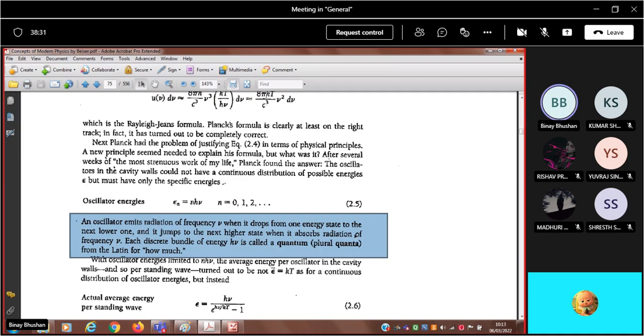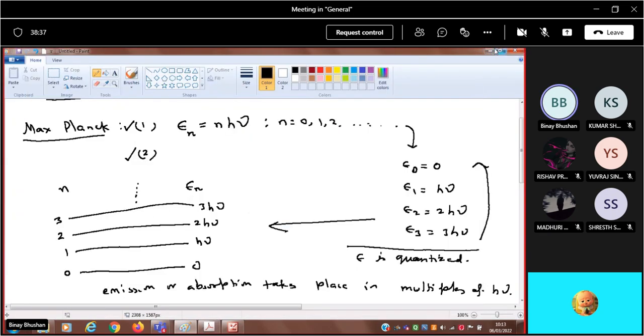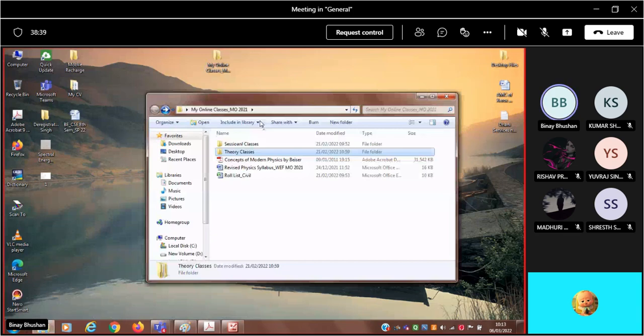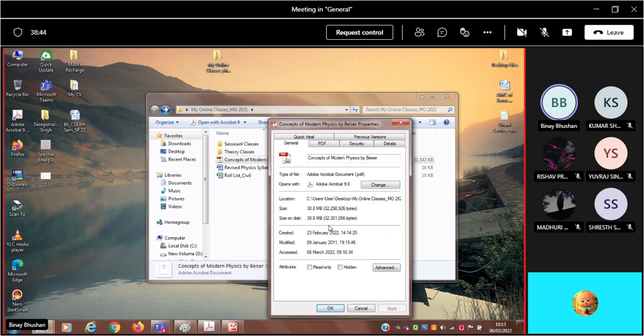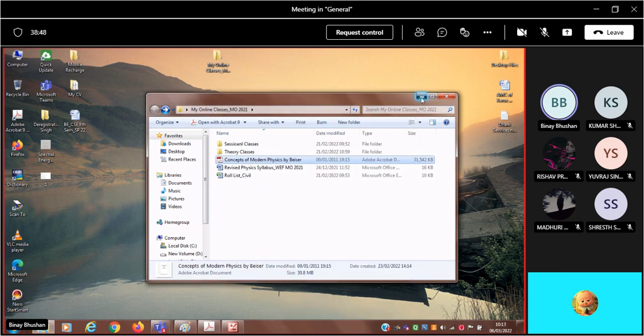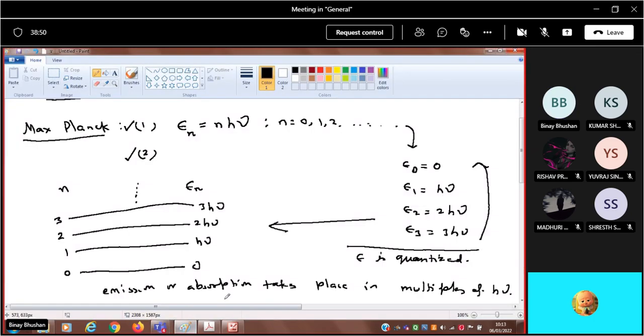Fine. So I will upload this. I will upload this. I will have to see what's the size actually of this file. Right? It is 32 MB, I think. 31 MB. So it can be uploaded. No problem. So is it okay now?